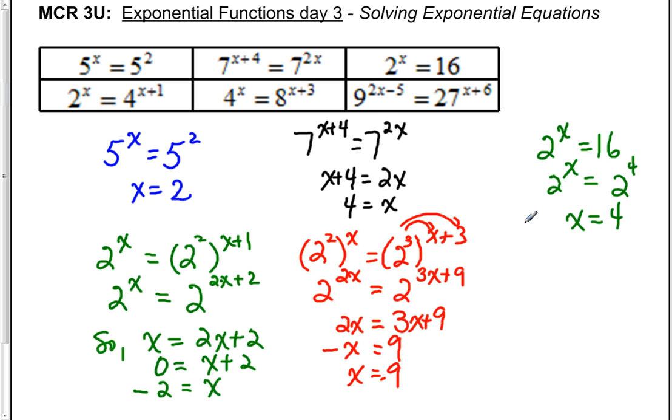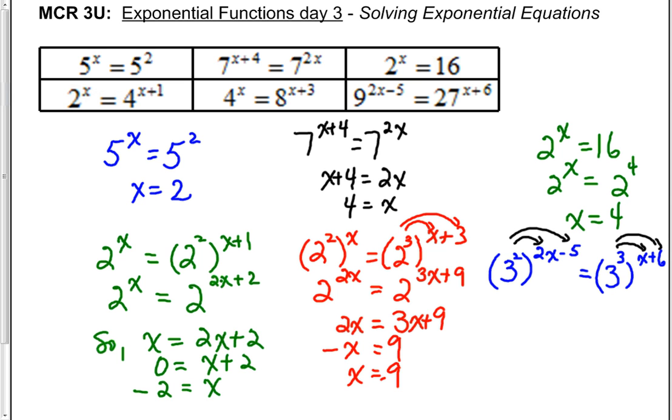I have 9 to the 2x minus 5 equals 27 to the x plus 6. I cannot rewrite 27 as a power of 9, but I can rewrite both of them as powers of 3. So 3 squared, I'm replacing my 9, and notice I put it in brackets. The exponent is 2x minus 5. Right side, I'm going to replace my 27 with 3 cubed. Exponent was x plus 6. So now I have the same base. I have power of a power on both sides. Don't forget that means you have the distributive law, and that can be a problem.